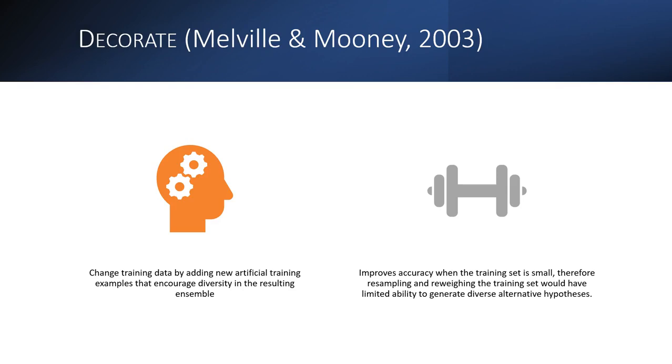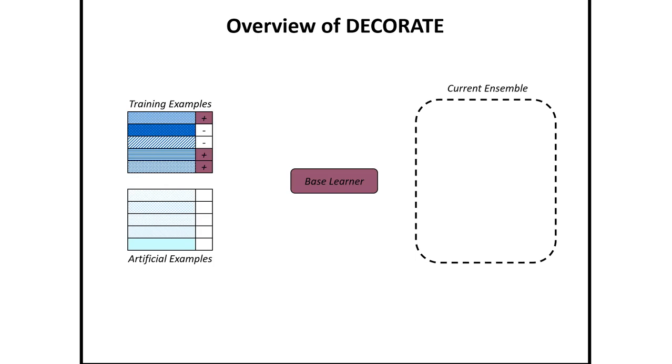We have the decorate, which comes from Melville and Mooney. So we're going to change training data by adding new artificial training examples that encourage diversity in our ensemble. And this helps us to improve our accuracy when our training set is really small. And so because when we resample and reweight the training set, we would have limited ability to generate diverse alternative hypotheses.